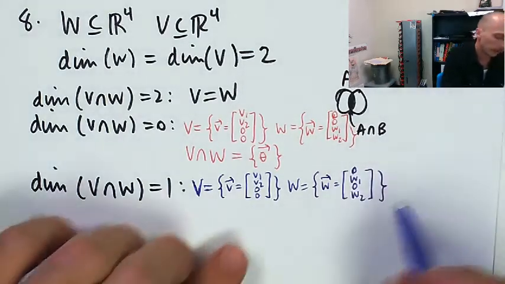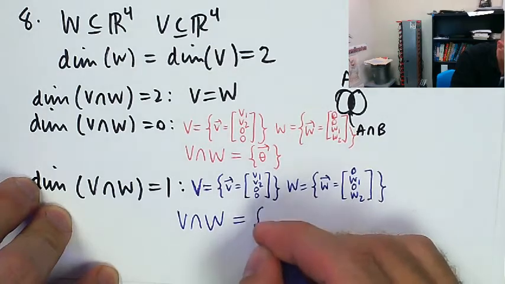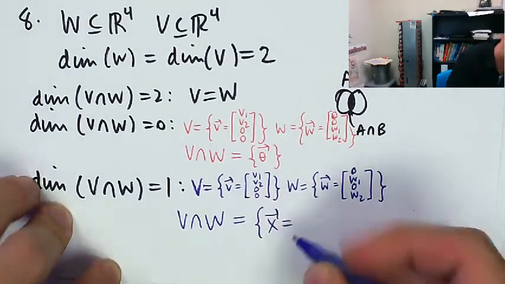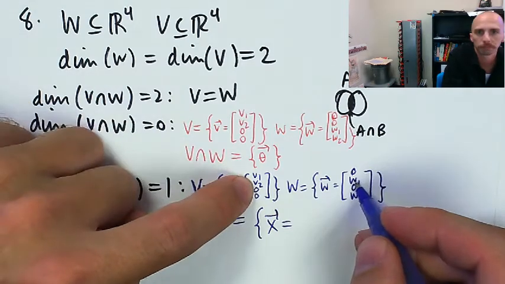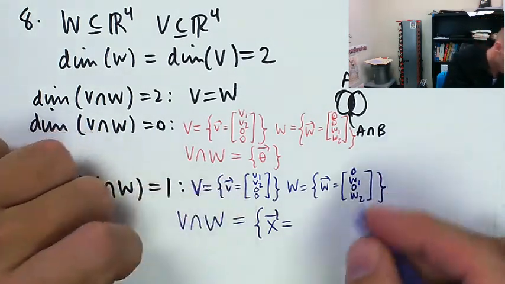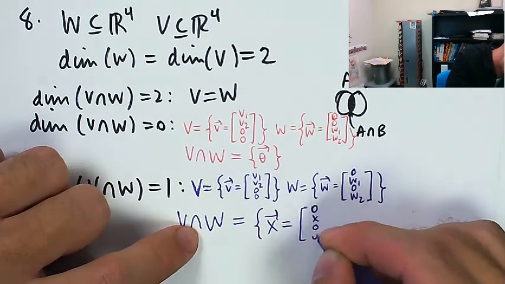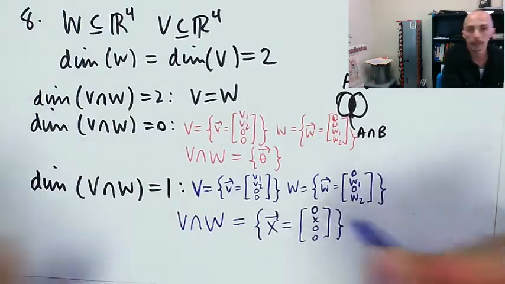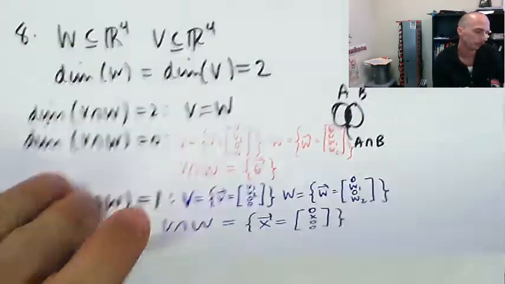Then we could say the intersection, V intersect W, equals the set of all vectors, maybe I'll call it X this time, where V1 equals 0, this one can be anything because it doesn't have to be 0, this is 0, and the fourth one is 0. So 0, x, 0, 0, where x is any real number. A basis vector for that space would be 0, 1, 0, 0, so it has dimension 1. Okay. So my options are 0, 1, and 2. That's answer choice D on number 8.